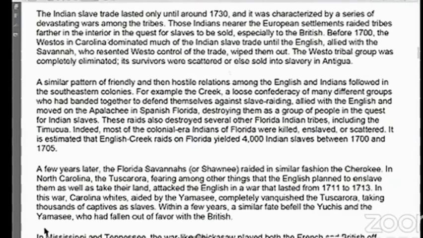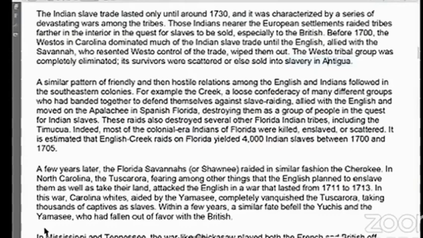especially to the British. Before 1700, the Westos in Carolina dominated much of the Indian slave trade until the English, allied with the Savannah, who resented Westo control of the trade, wiped them out. The Westo tribal group was completely eliminated. Its survivors were scattered or else sold into slavery in Antigua.